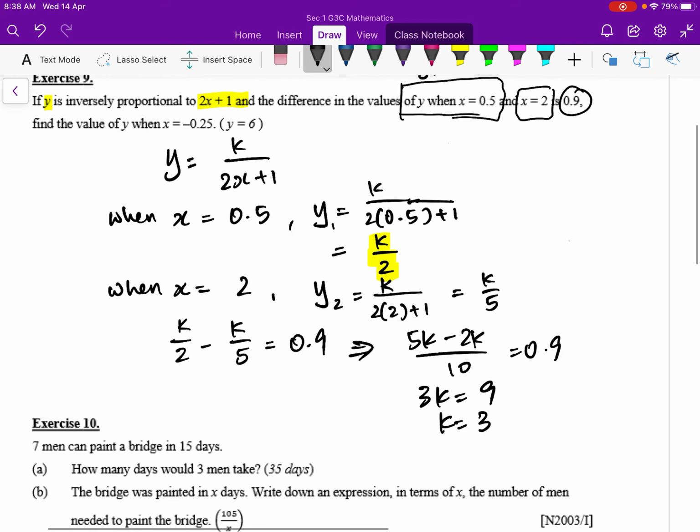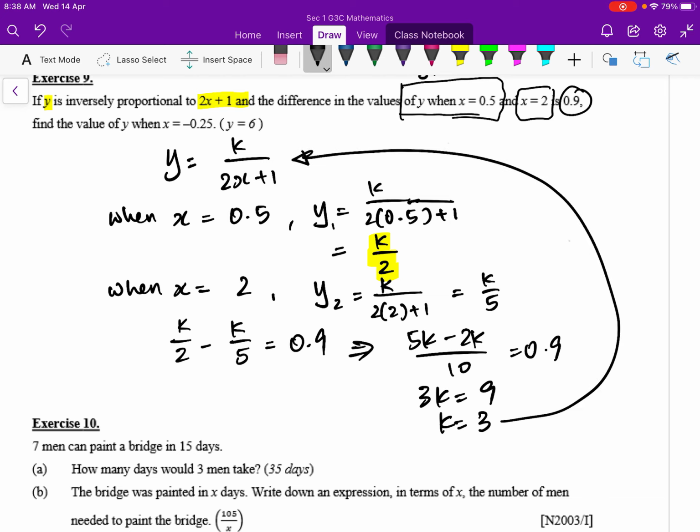Now find the value of y when x equals negative 0.25. So I'm going to substitute this back into our formula to update it. Now my formula becomes y equals 3 over 2x plus 1. And I think you know what to do to find the value of y when x equals negative 0.25. Just do a substitution. So negative 0.25 times 2 plus 1, 3 divided by answer, and we get 6. Okay, that's the correct answer. So you can finish it up yourself. I'm not doing it because I have no space, and I think you can do it by yourself.